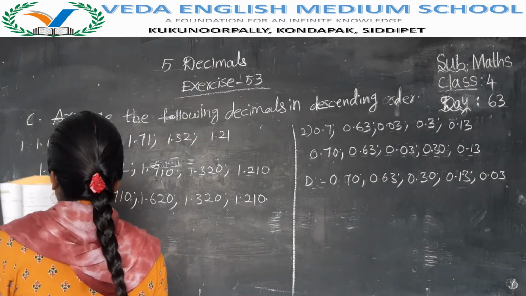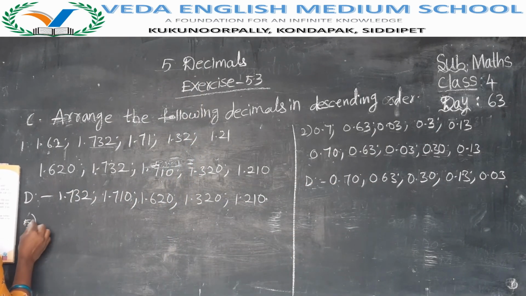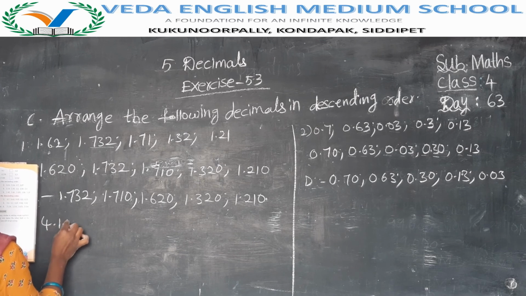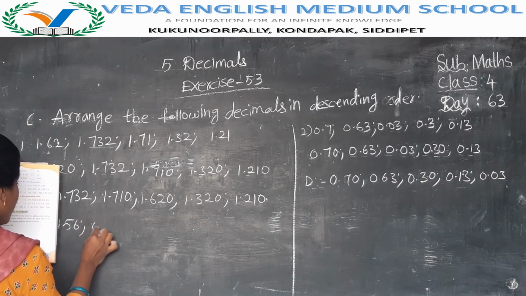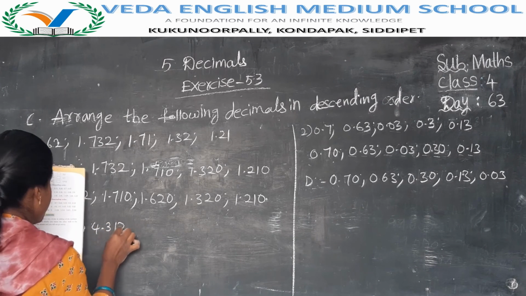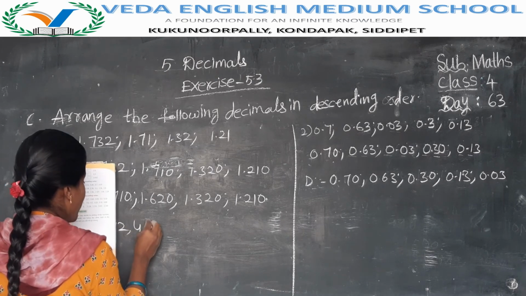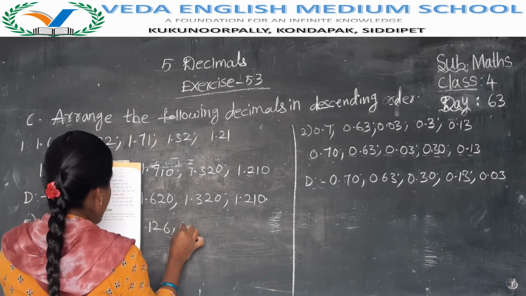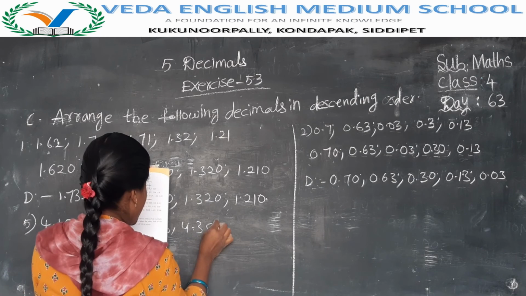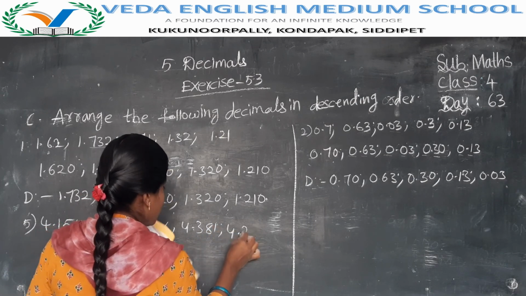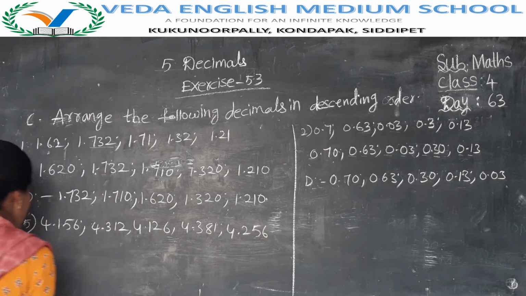I will explain the fifth one, same as the sixth one: 4.156, 4.312, 4.126, 4.381, 4.256. Descending order we have to write.